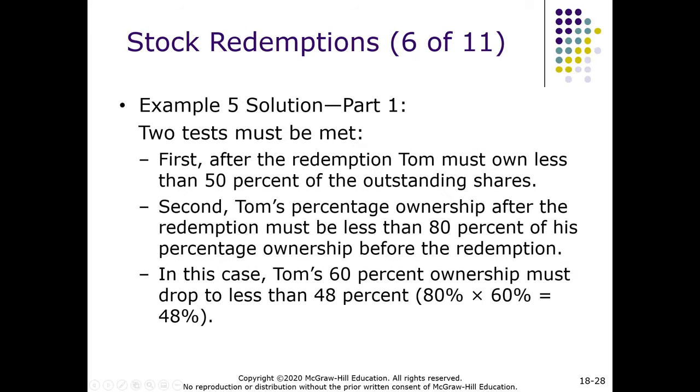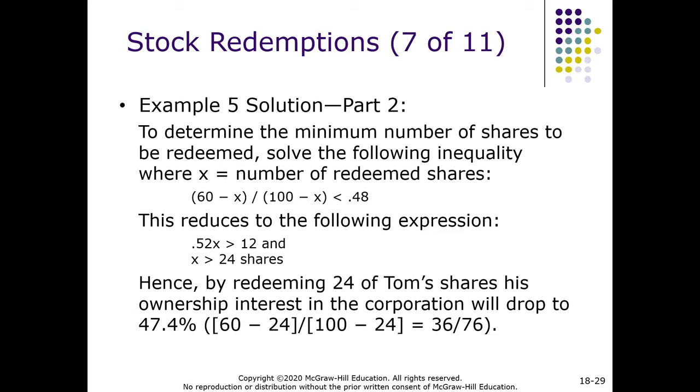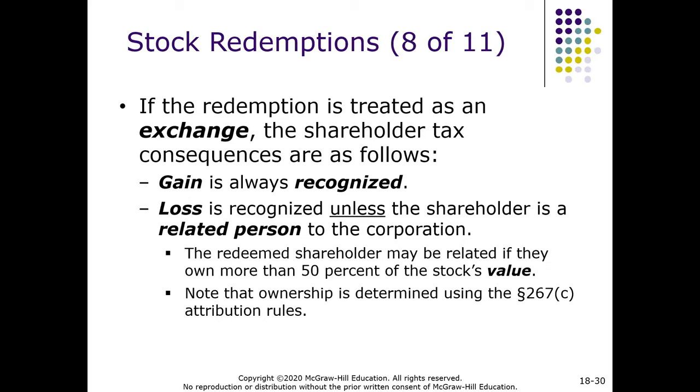Second, Tom's percentage of ownership after the redemption must be less than 80% of his percentage before the redemption. So Tom's 60% drops to less than 48%, 80% times 60% is 48%. That's kind of what they're talking about here in terms of how he would get exchange treatment. To determine the number of shares to be redeemed, solve the following equation, blah, blah, blah. I'll let you read this. But this is how it ends up happening. Like I said, this doesn't happen very often. It's a good idea to go over it.